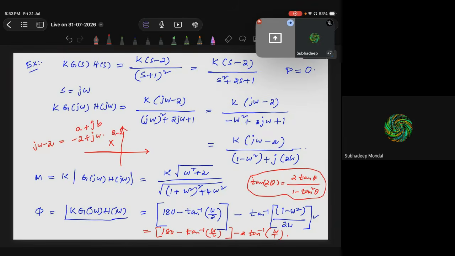So basically what we did here is, for the given open loop transfer function, we substituted s equal to jω. Then we wrote the numerator and denominator in terms of a plus jb. Then we found the magnitude as well as the phase. This is the step. Clear?